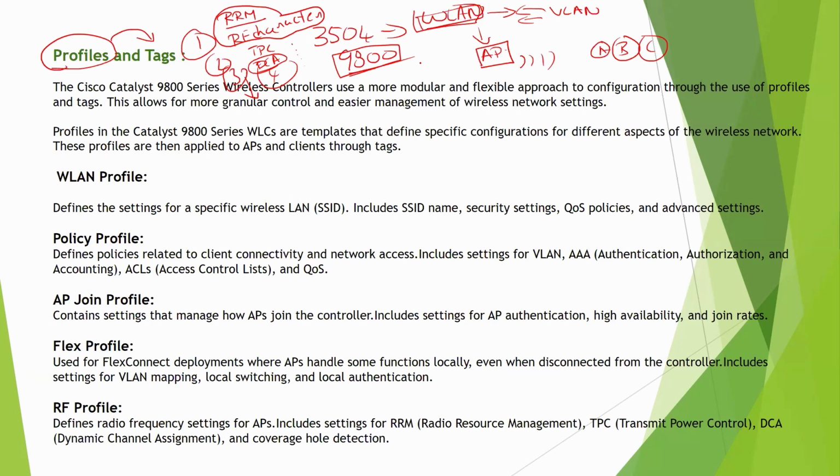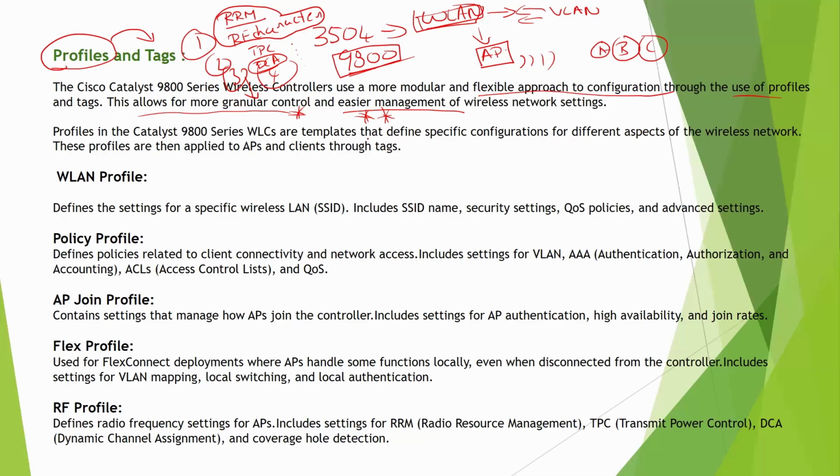To eliminate this kind of configuration, they came up with a more flexible option, that is profiles and tags. How different it is, we will see in some time. So the 9800 uses a modular and flexible approach to configuration through the use of profiles and tags. This allows for more granular control and easier management. This is the thing: granular control and easier management.